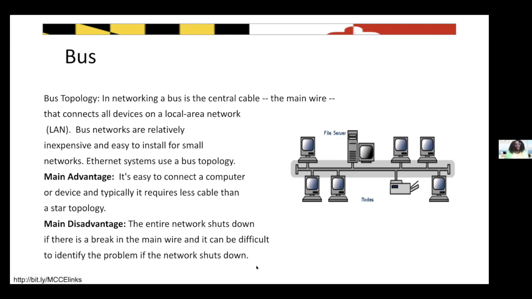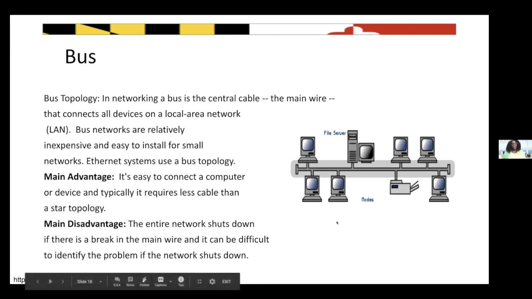But then the main disadvantage is that if the entire network shuts down, or there's a break in the wire, it can be difficult to identify the problem, because you'll have to go through everything. All righty. So that's your bus topology.